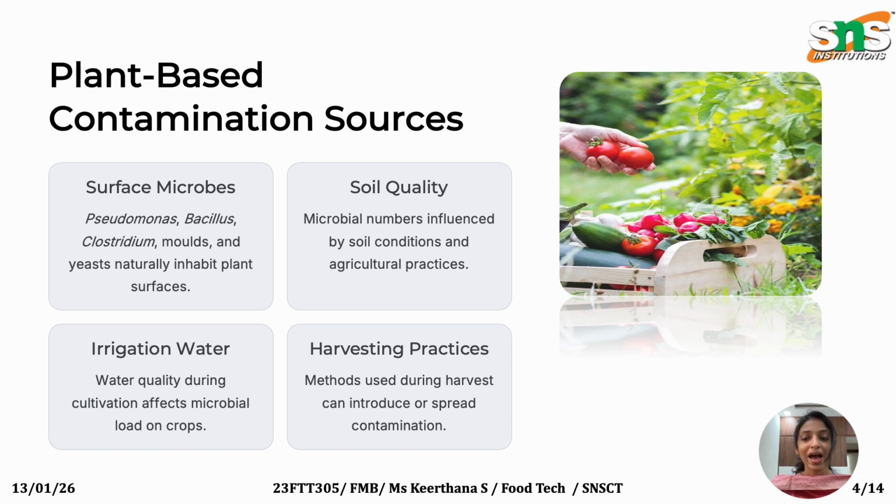So, the first one we have over here is plant-based sources. Let's start with plants. Fruits and vegetables are not sterile; they naturally carry microorganisms from soil, irrigation water, harvesting tools, and baskets. Bacteria like Pseudomonas and Bacillus, along with molds and yeast, usually live on the plants. So, when you eat raw vegetables or salads, you're also inviting invisible passengers. That's why washing and sanitizing produce is essential.